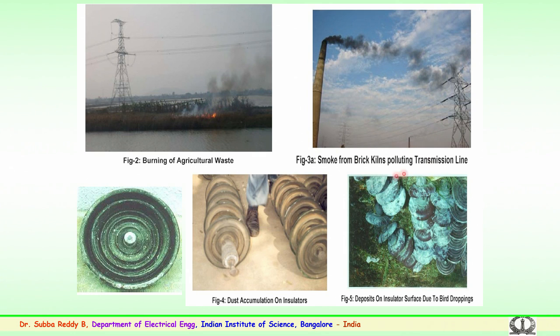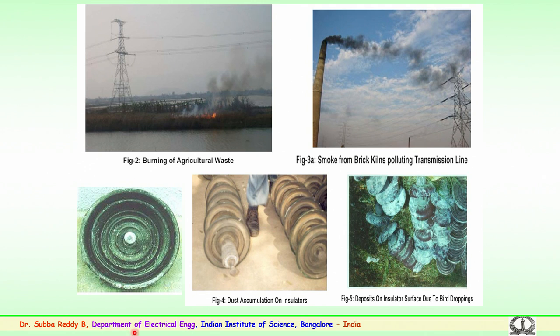The second being some of the brick kilns or very highly polluting industrial areas, where the smoke coming into the atmosphere could go and again settle on the surface of the insulators nearby these factories and industries. The transmission lines which are of extra high voltage and ultra high voltage get polluted, or the surface gets accumulated with pollutants, and after becoming wet could lead to flashover.